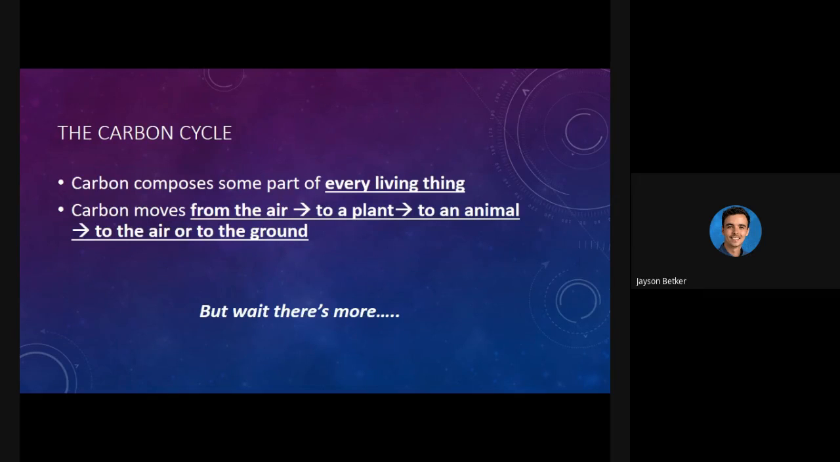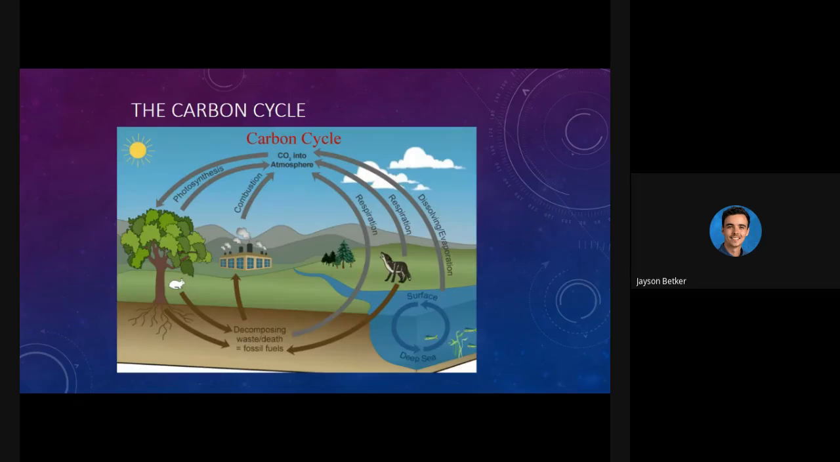Let's discuss the first one, the carbon cycle. Carbon composes some part of every single living thing around us, including yourselves. And how carbon cycles through our environment is it moves from the air into a plant, from that plant into an animal, from that animal back into the air or down into the ground. But wait, there's a few more steps we can look at. So here's a nice little visualization of our carbon cycle.